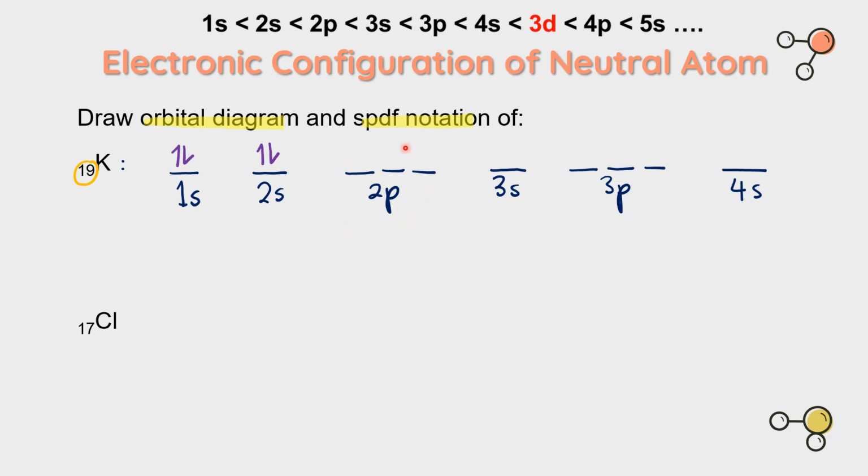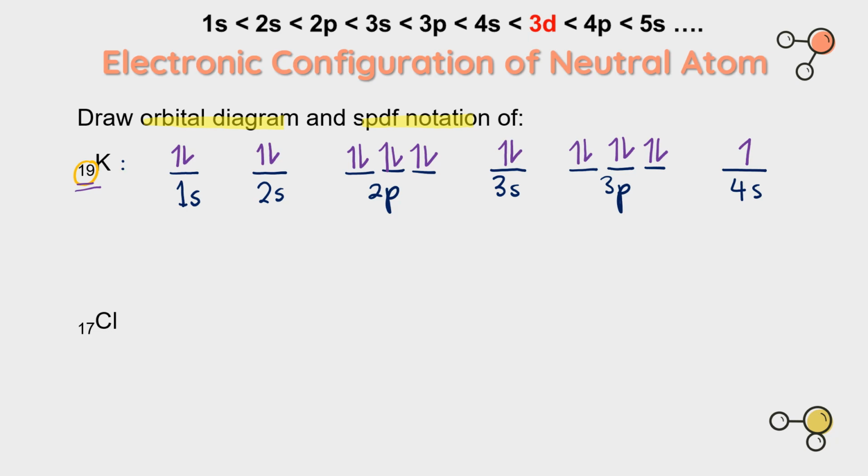For these degenerate orbitals, you have to apply Hund's rule, where the electrons must be filled singly in the same direction first. Then we will pair up the single electrons. 18, 19. So now we have put as much as 19 electrons into this orbital diagram.